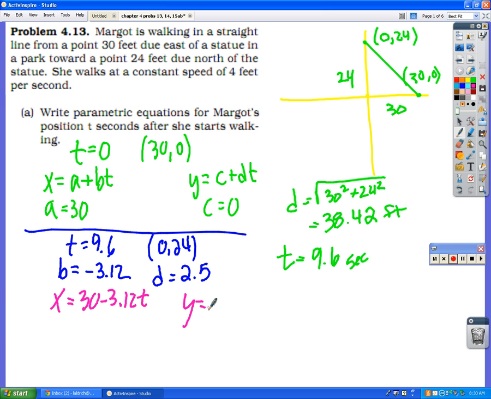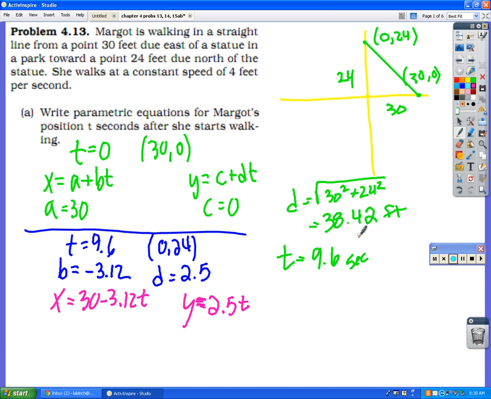x equals 30 minus 3.12t, and y equals approximately 2.5t. Okay? So I had 2 people participating fairly regularly in that process. Any of the other 18 kids that didn't say anything have any questions about what just happened? Anthony?